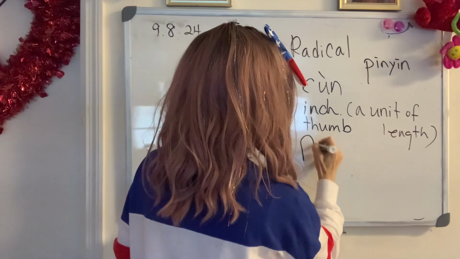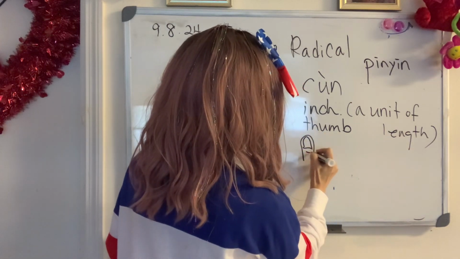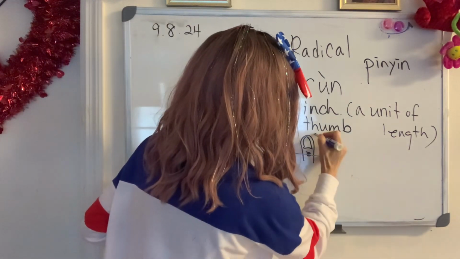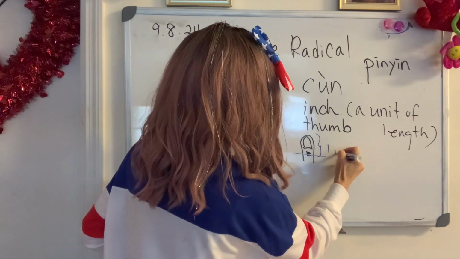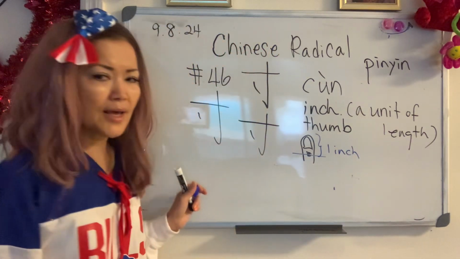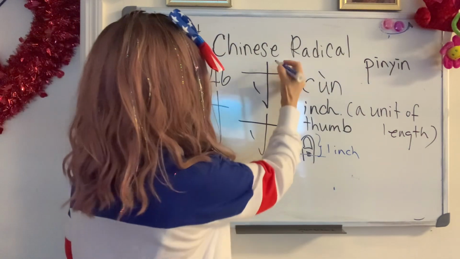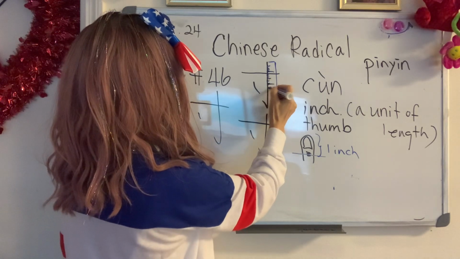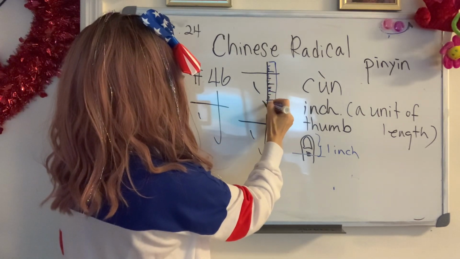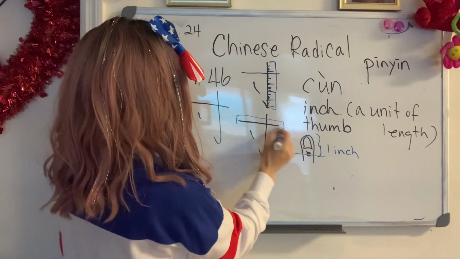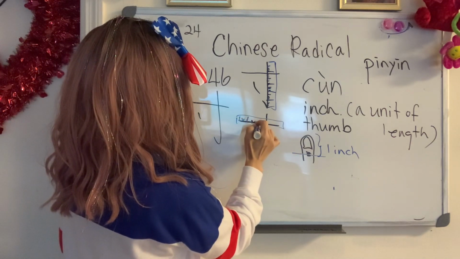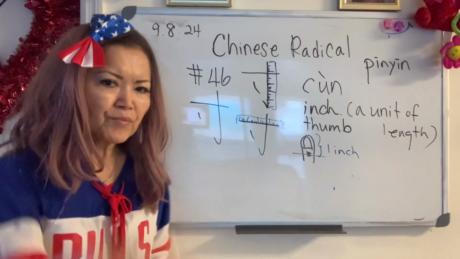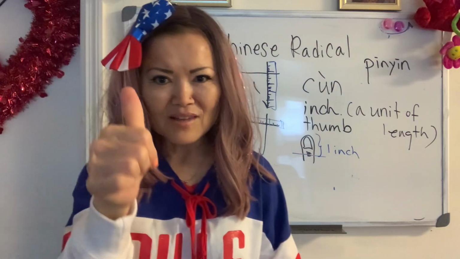So let me draw the thumb. It's a, what is that? Inch. Inch. Okay, that's the thumb meaning. And then when you see this like a measuring, that's also inch. Okay, either way. Pinging for thumb, falling down, chuan, inch, thumb.